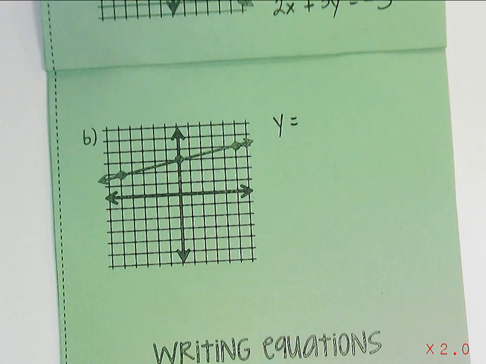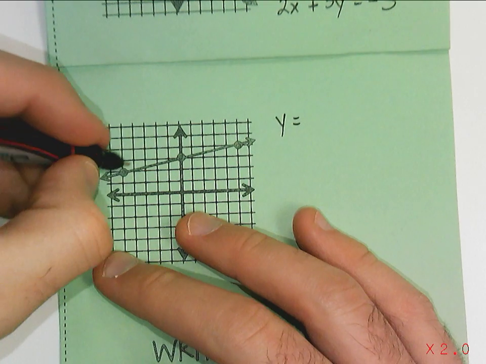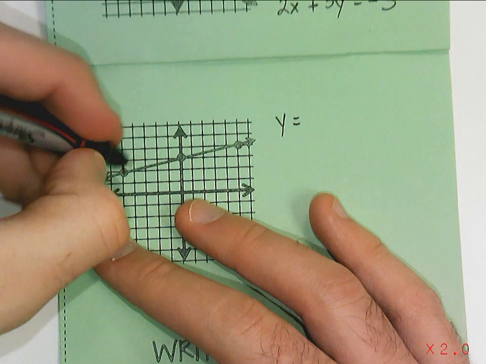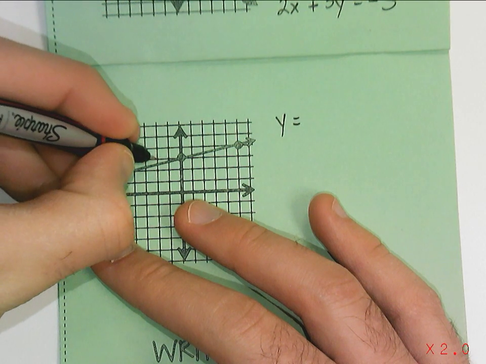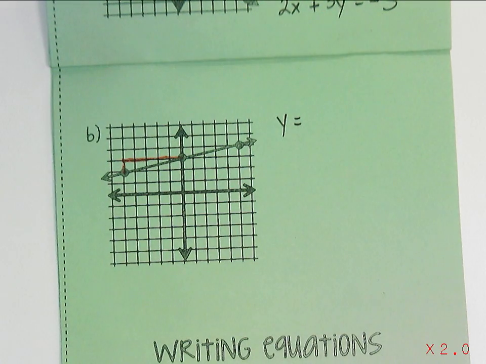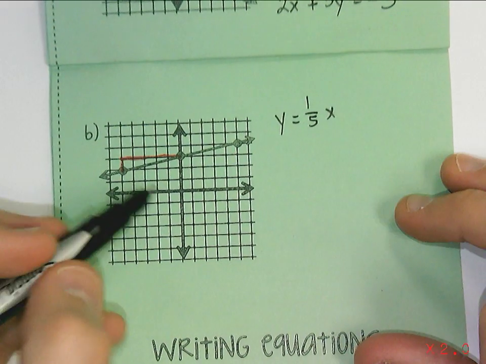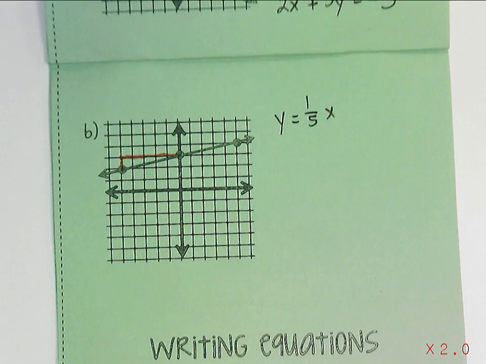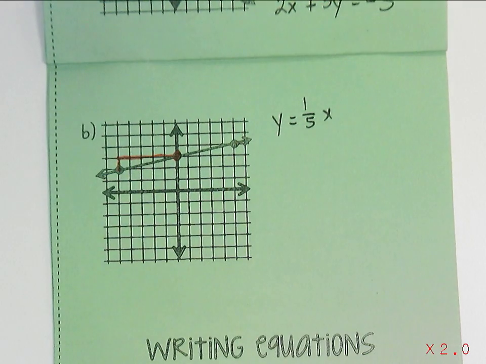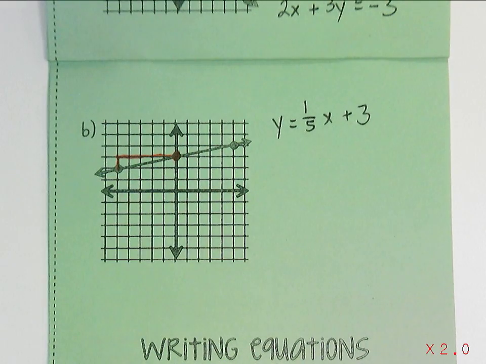So in this case, starting from the leftmost point, it looks like I'm going up, so my slope's going to be positive. I'm going up 1 and over 1, 2, 3, 4, 5. So it looks like my slope is 1/5. 1 over 5x, and my y-intercept, so that point where it crosses the y-axis, looks like it's at 0, 3, so I'm going to have plus 3 here.